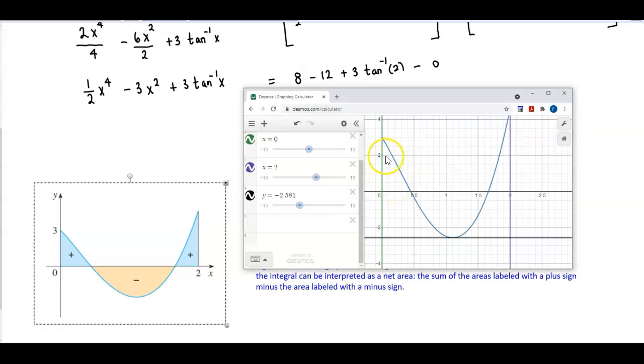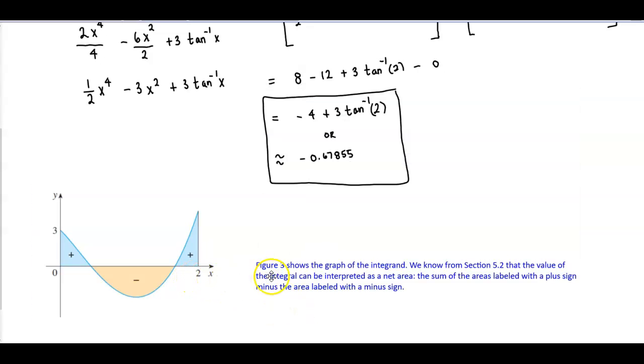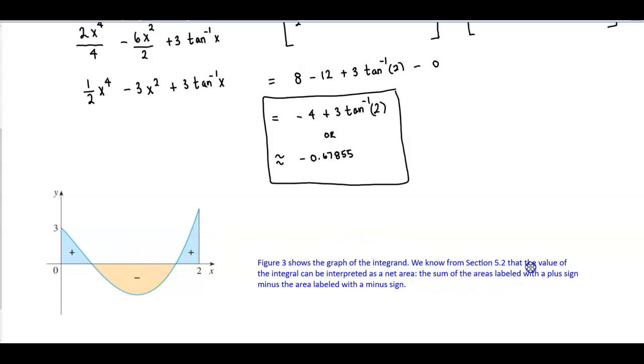Here, we can see that we have the area right below the function, which is positive, and then we have our area here that's positive, and then everything underneath here is negative. In this figure, it shows the graph of the integrand. We know from section 5.2 that the value of the integral can be interpreted as a net area: the sum of the areas labeled with a plus sign minus the area labeled with a minus sign.